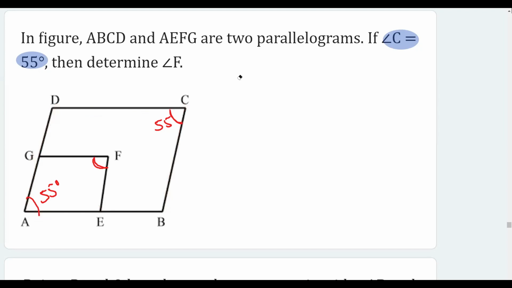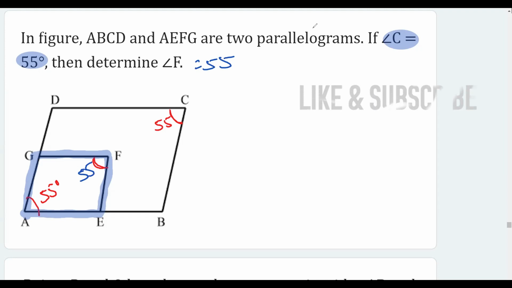Now, if you refer to the other parallelogram, this time I'm going to take the other parallelogram. That means, check this one. In this parallelogram, again, we can use the same property, that the opposite angles of a parallelogram are equal. So I can write this angle F is also 55 degrees. This is how we will say that this angle is 55 degrees. Now let's move to the next question here.